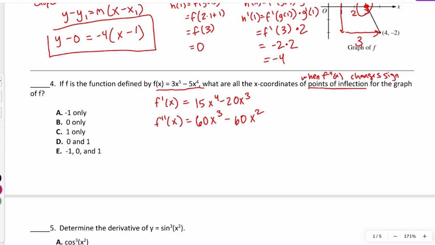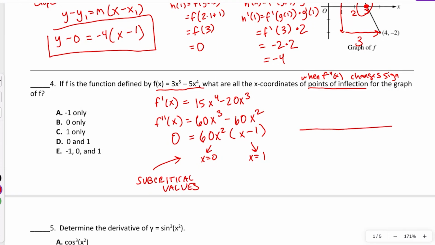So to find the subcritical values, we're going to set this equal to 0 and factor out a 60x squared, which will leave me with x minus 1. We'll have two critical values here, one at x equals 0 and one at x equals 1. These are called the subcritical values, as opposed to the critical values that we find on the first derivative.